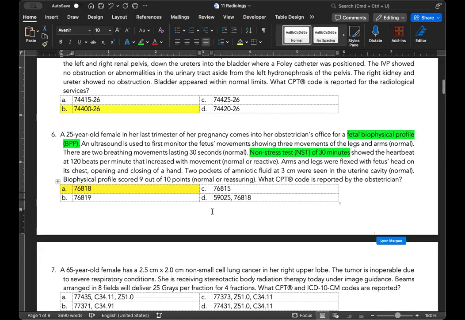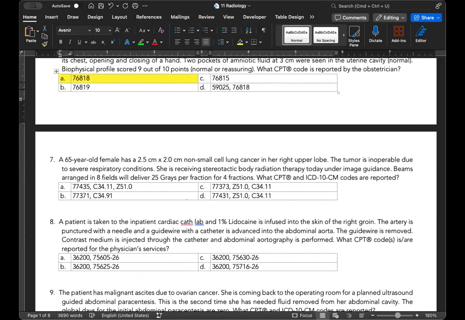Okay. So let's go to number 7. So we have a 65-year-old female that has a 2.5 centimeter by 2 centimeter non-small cell lung cancer in her right upper lobe. The tumor is inoperable due to severe respiratory conditions, and she is receiving stereotactic body radiation therapy today under imaging guidance. Beams arranged in 8 fields will deliver 25 grays per fraction for 4 fractions. So what CPT and ICD-10 codes should we report?